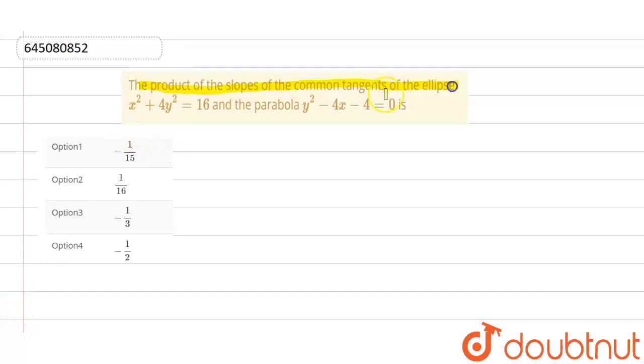The question that was given to us is: what is the product of the slopes of the common tangents of the ellipse x square plus 4y square equal to 16 and the parabola y square minus 4x minus 4 equal to 0? So we have to find the product of the slopes.